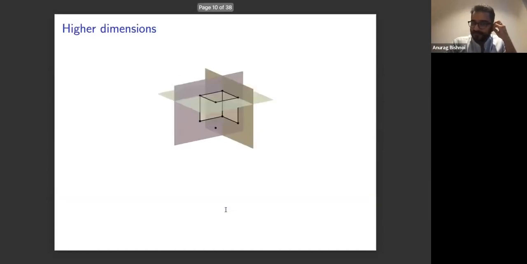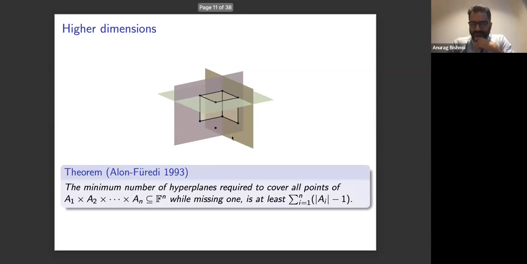And this generalizes to higher dimensions. So in higher dimensions, instead of lines, you have hyperplanes, and a degree 1 polynomial corresponds to an affine hyperplane. And then there's this very general, amazing result of Alon and Füredi, which says that the minimum number of hyperplanes required to cover all points of a finite grid of points, while missing one point, so here it's this one point that's missing, is at least what you expect it to be.